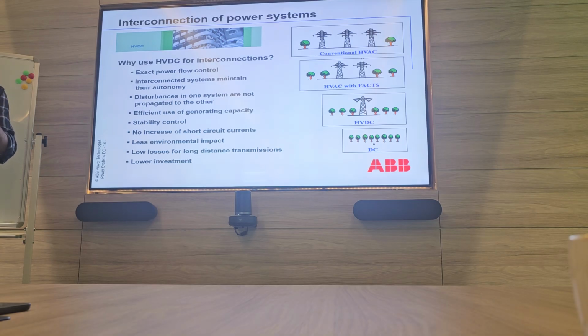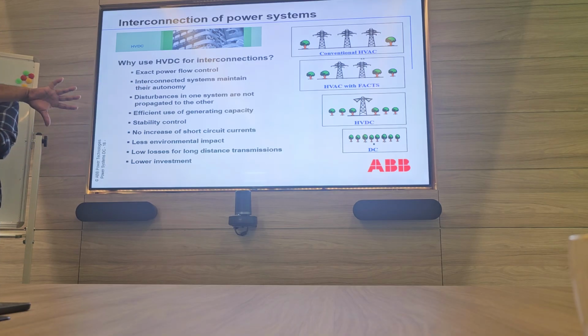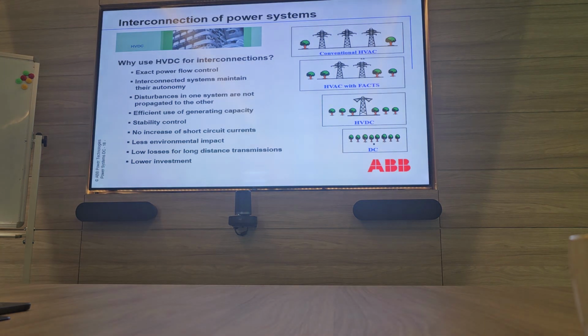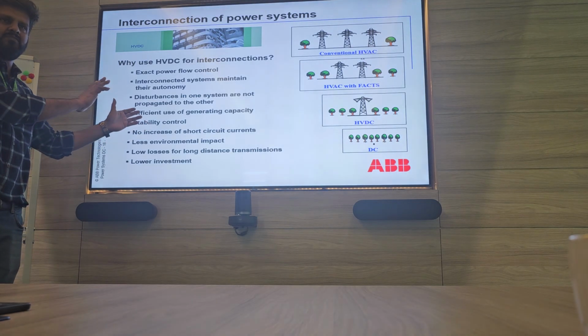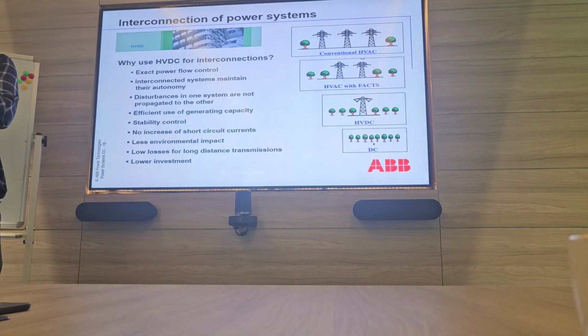So each system maintains its own autonomy, like a 50 hertz system and a 60 hertz system. Only power will be transferred. Isolation, you mean? Yes. Between DC and AC, or frequency also? The complete AC network and its system characteristics will not travel to the other side, between the two grids. Yes, two grids.